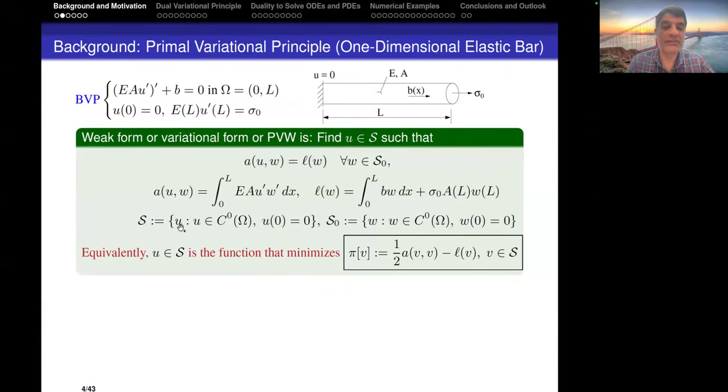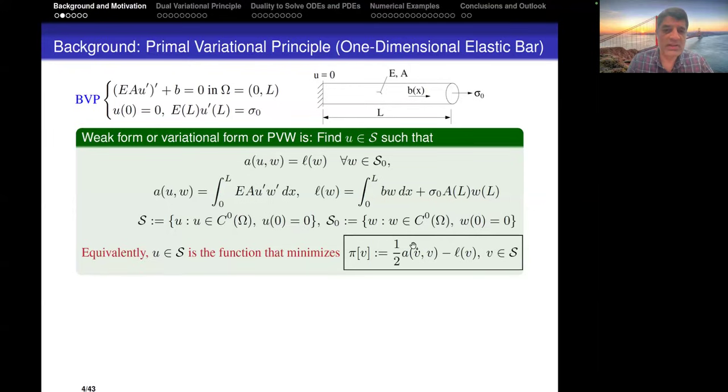And so you have to define spaces from which you can only pick functions. The trial function must be at least continuous and it must be 0 at 0. So you can only pick trial functions which satisfy this condition. And in this case, the test function also lies in the same space. But if the trial function has a different value at 0, the test function is still 0, because you can think of W as a variation on U. So if U is fixed, then its variation at that point must be 0.